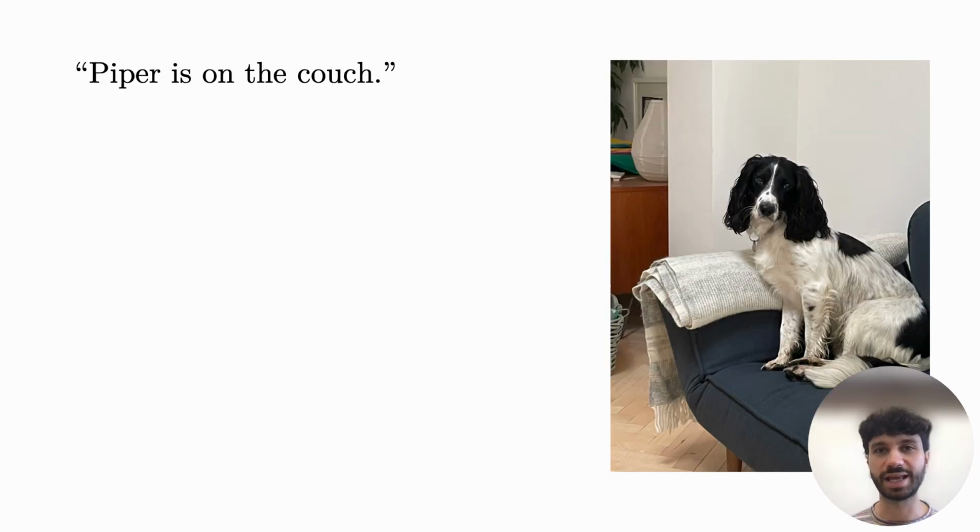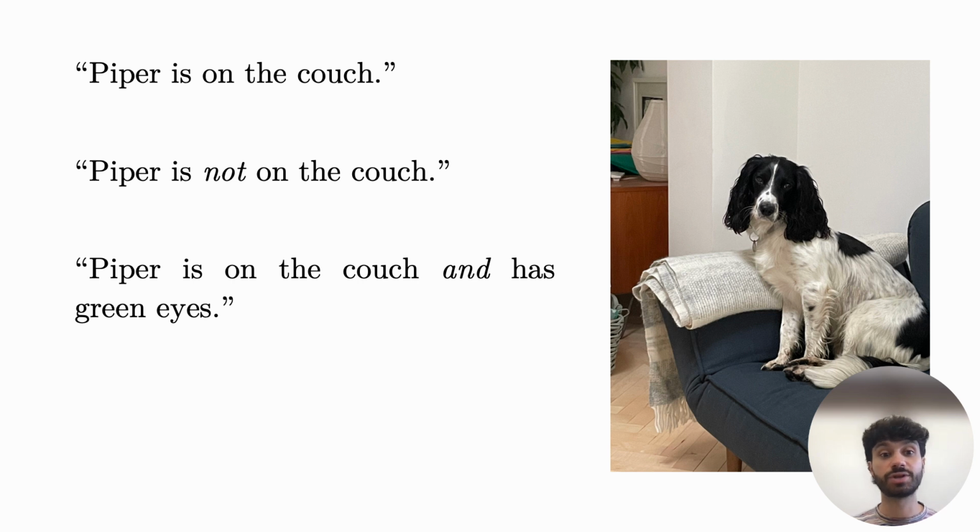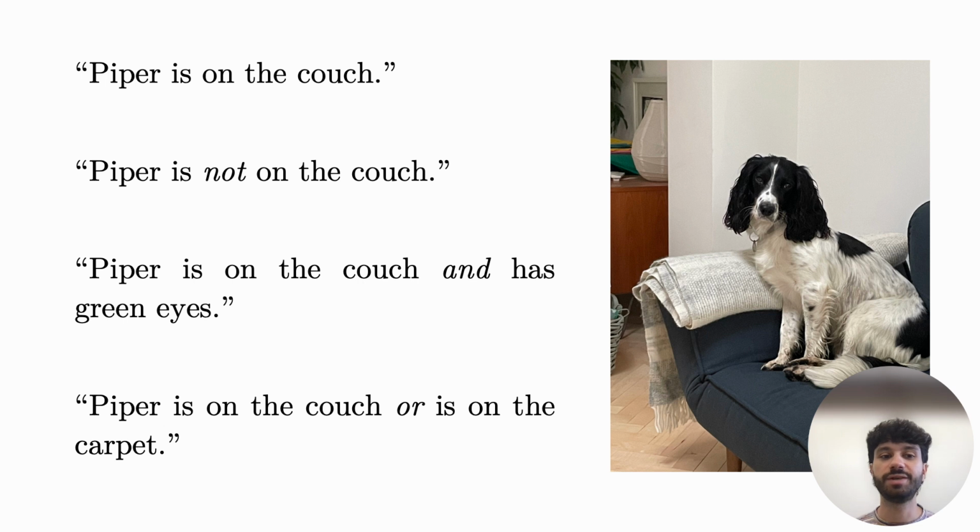Okay, so let's look at examples of complex statements just so we can get familiar with them. So we have Piper is on the couch, and we might say Piper is not on the couch, right? And here we have the characterizing expression is on the couch, and we say, okay, it's not the case that Piper is on the couch. We might say Piper is on the couch and Piper has green eyes. And we might say Piper is on the couch or is on the carpet. Okay, so these are examples with each of the logical connectives.